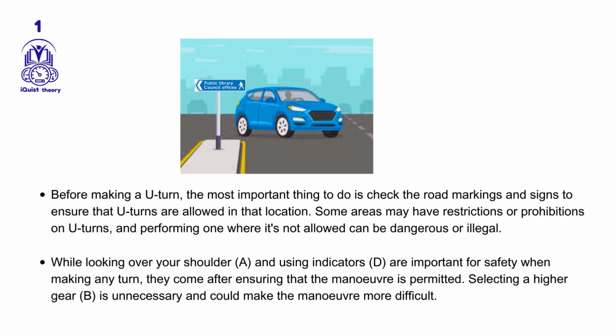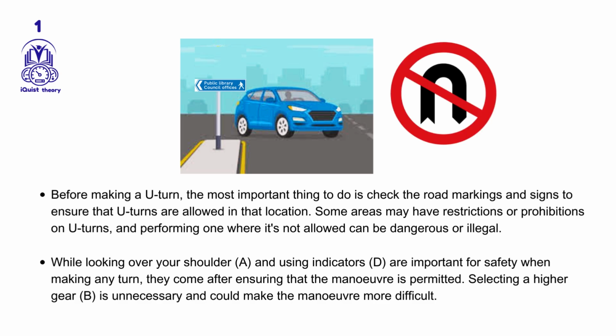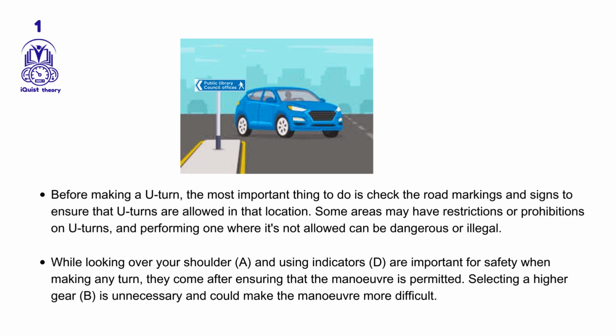Before making a U-turn, the most important thing to do is check the road markings and signs to ensure that U-turns are allowed in that location. Some areas may have restrictions or prohibitions on U-turns, and performing one where it's not allowed can be dangerous or illegal. While looking over your shoulder and using indicators are important for safety when making any turn, they come after ensuring that the maneuver is permitted. Selecting a higher gear is unnecessary and could make the maneuver more difficult.